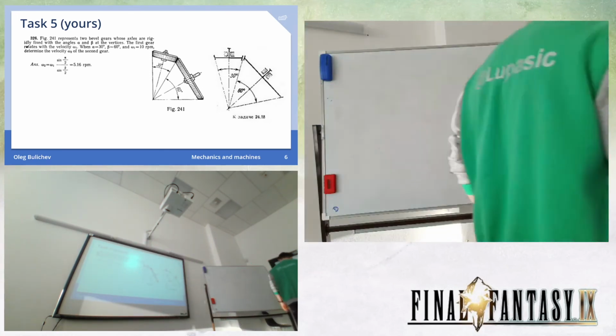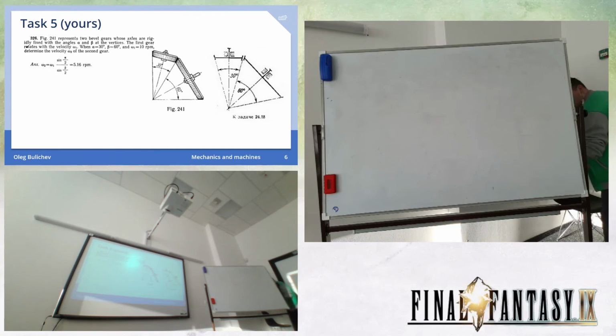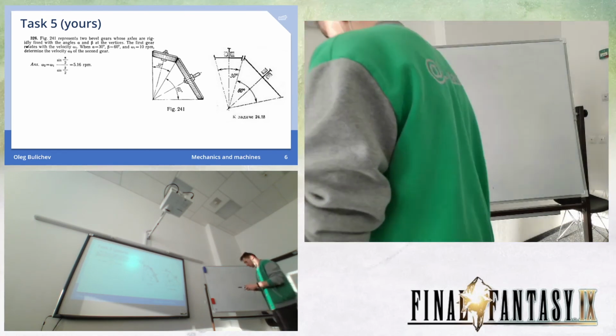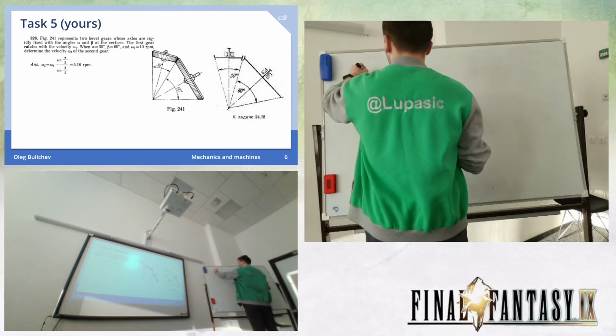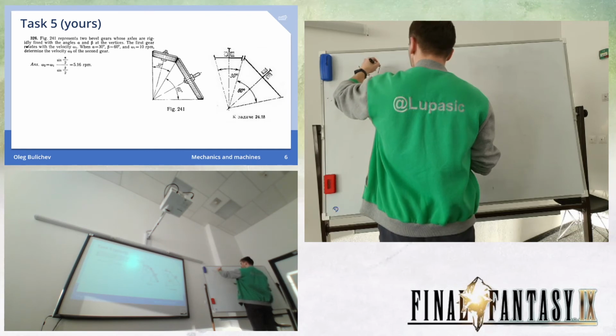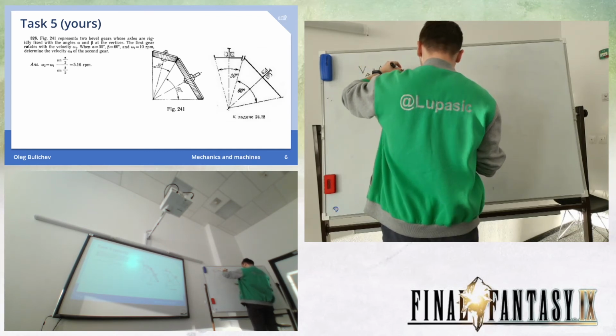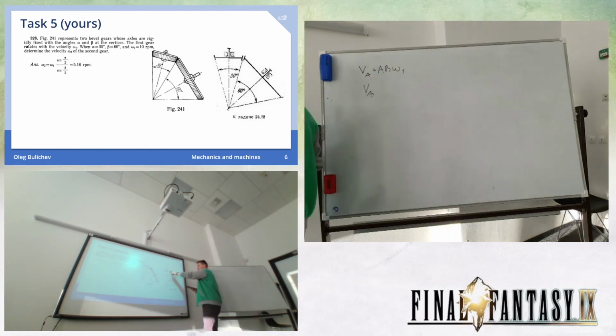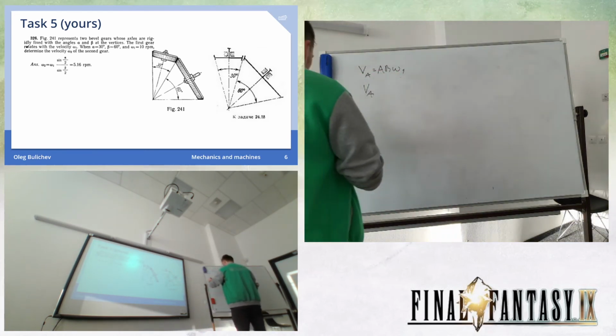Well, it's not much different from usual gears, because you need to project. Yes, exactly. So, in our case, we need to write VA equal to AB omega 1. Also, VA in this case at this point. So, let's make a picture.